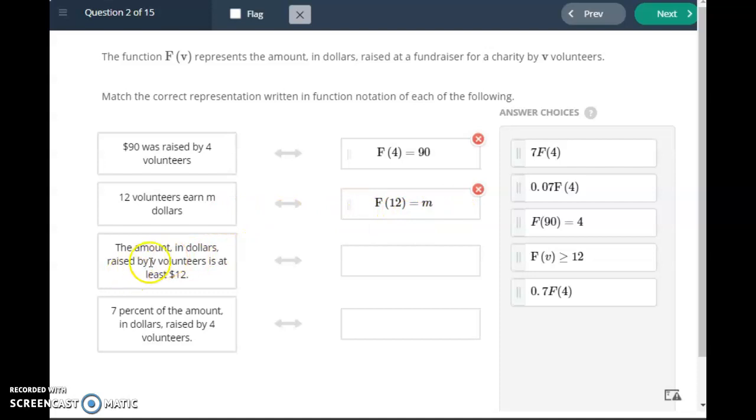The amount in dollars raised by v volunteers is at least $12. So this one is the only one with a 12 in it, so it has to be that. And then here, 7% of the amount in dollars raised by 4 volunteers. 7% is 0.07, and 4 volunteers.